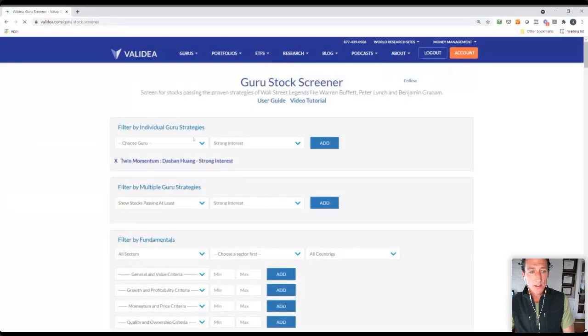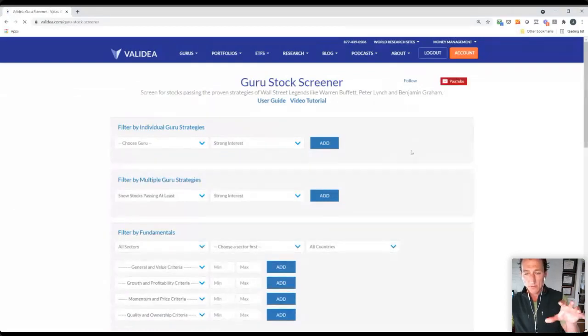So obviously with the portfolios, if you're following a portfolio, you're buying a basket of 10 or 20 securities. But some people really want more flexibility. They want to say, okay, I want to see all the stocks that score highest according to a particular strategy. Or I want to blend strategies together. Or I want to focus on a particular industry or sector. Or I want to add in my own fundamental filters and criteria. And that's essentially what this Guru Stock Screener allows you to do.